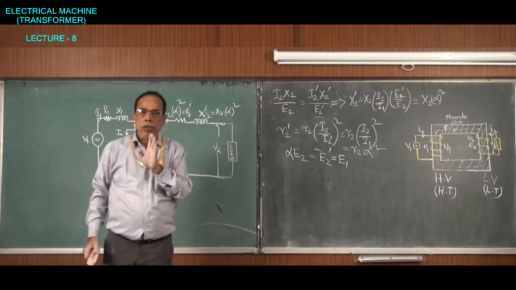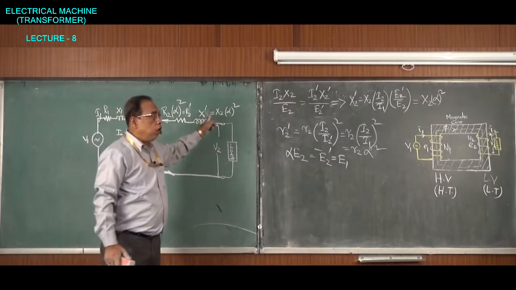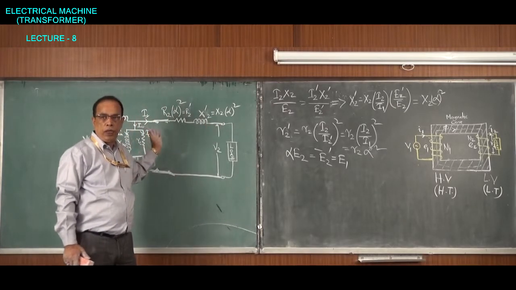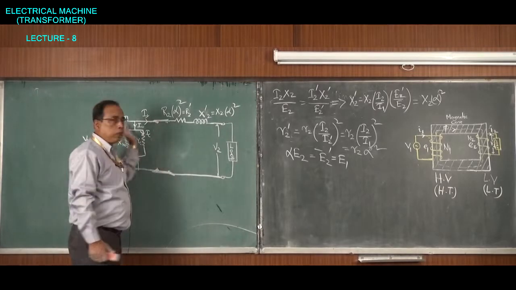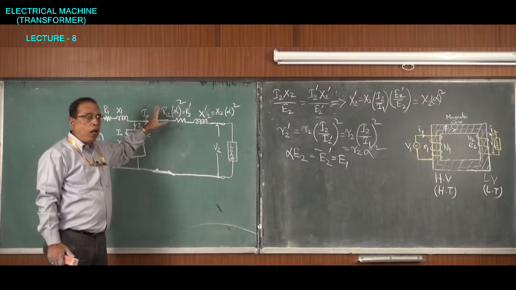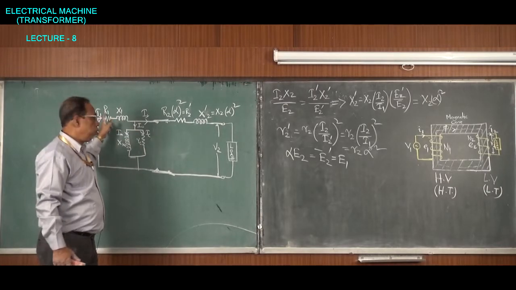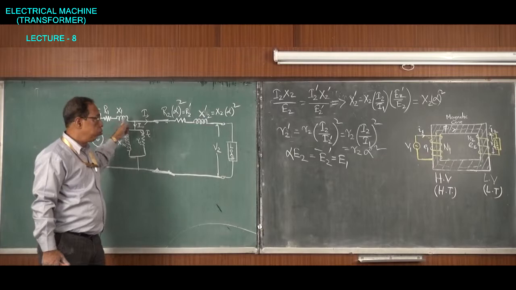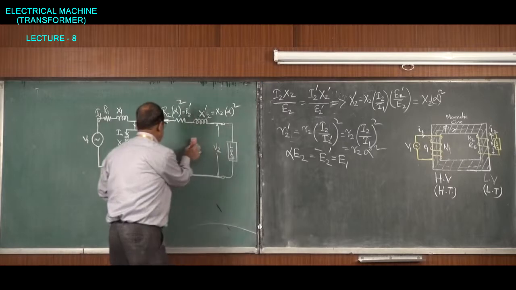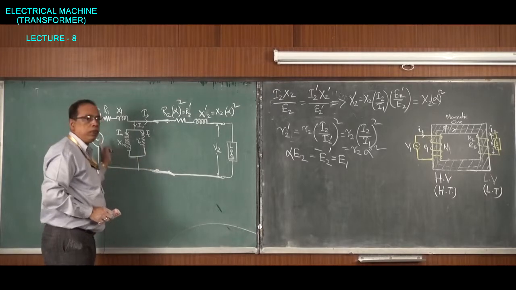This is called resistance of the secondary referred to the primary, and this is called leakage reactance of the secondary referred to the primary. If we refer things to the secondary side also, then the primary side resistance and leakage reactance have to be referred, and you can very well find they have to be divided by the turns ratio square, R1 by turns ratio square, X1 by turns ratio square. So this is the actual complete equivalent circuit of the transformer.